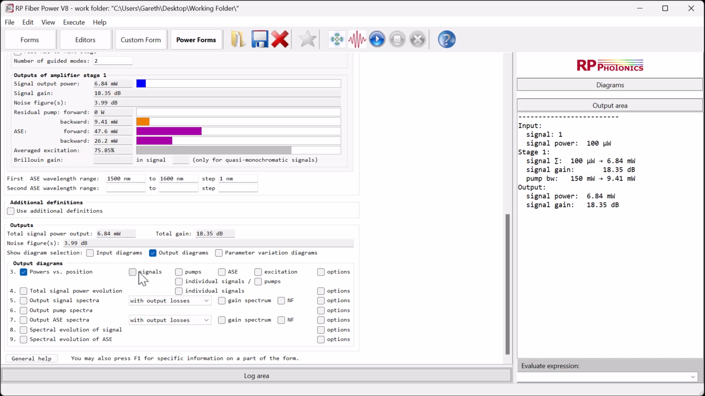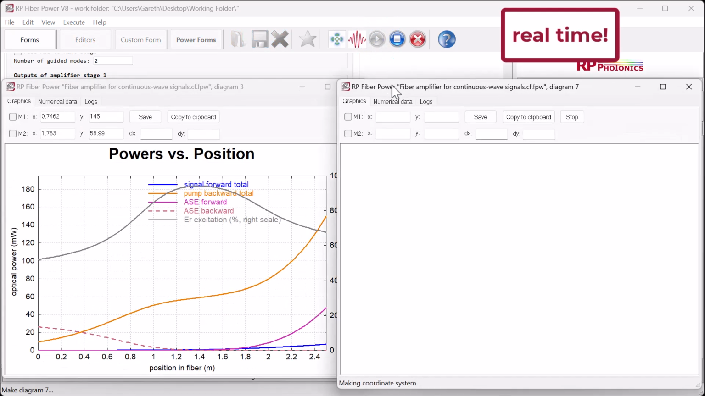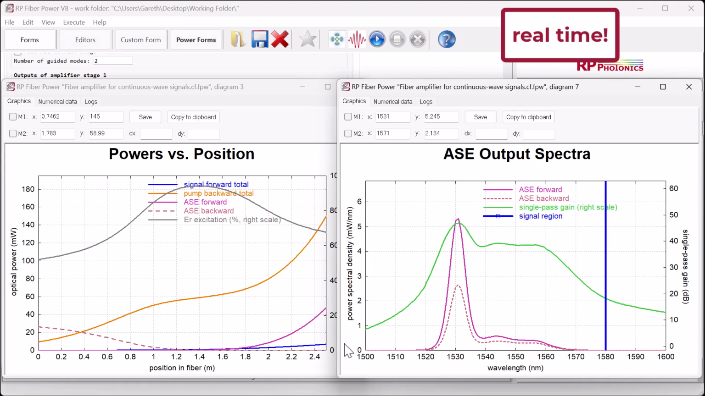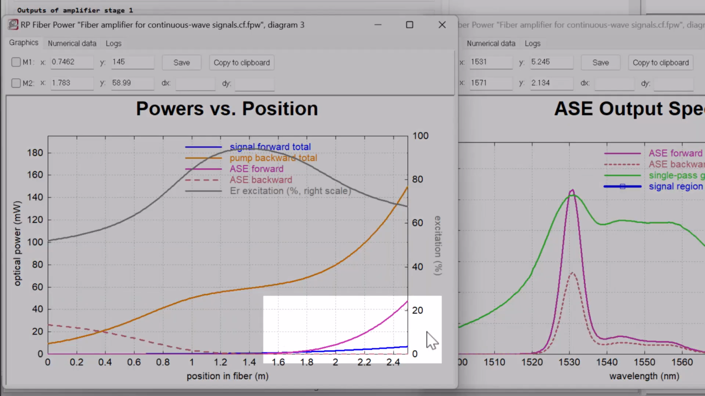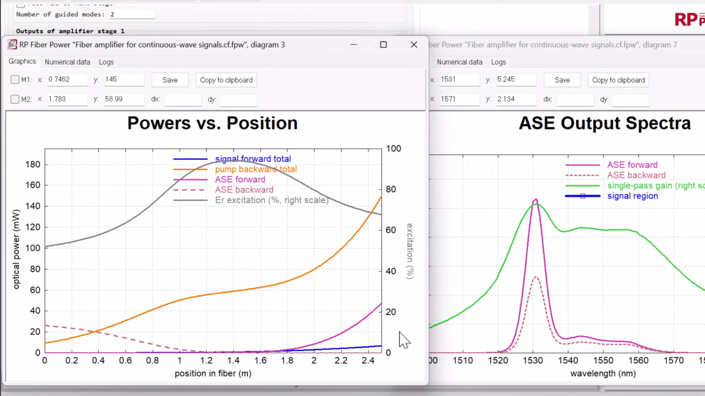First, let's look at how the powers of the signal, pump, and ASE evolve along the fiber, as well as the ASE spectra, with a special interest in the gain spectrum. The overview given by the diagram powers versus position shows the pump being absorbed, the signal being amplified, along with the forward and backward ASE. Here we see quite clearly how the ASE is amplified more than the signal.